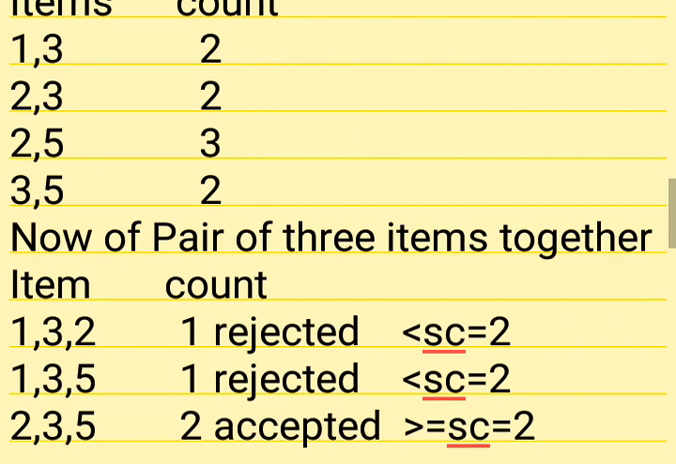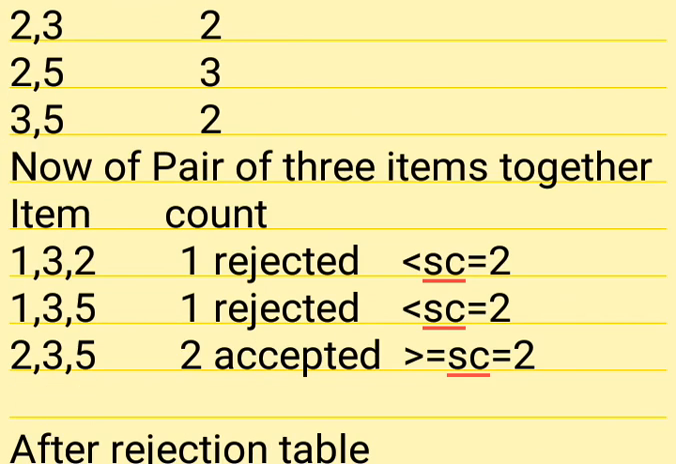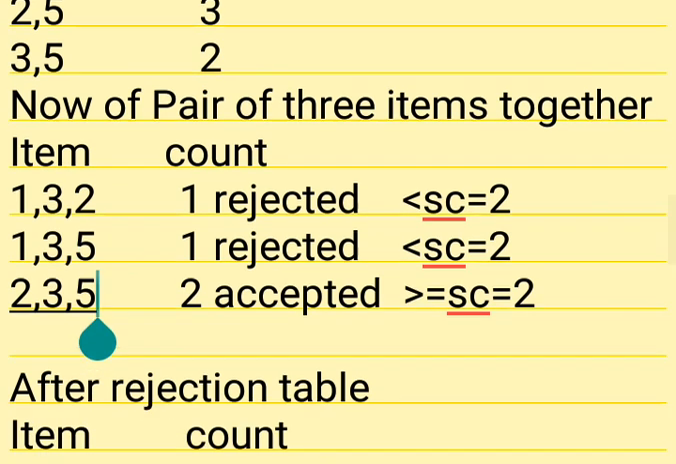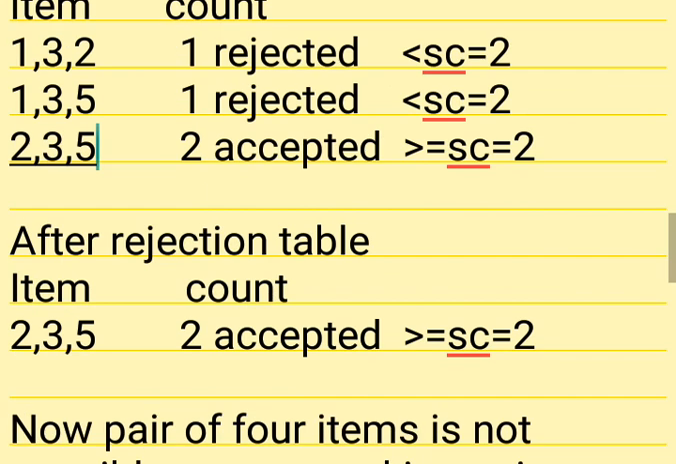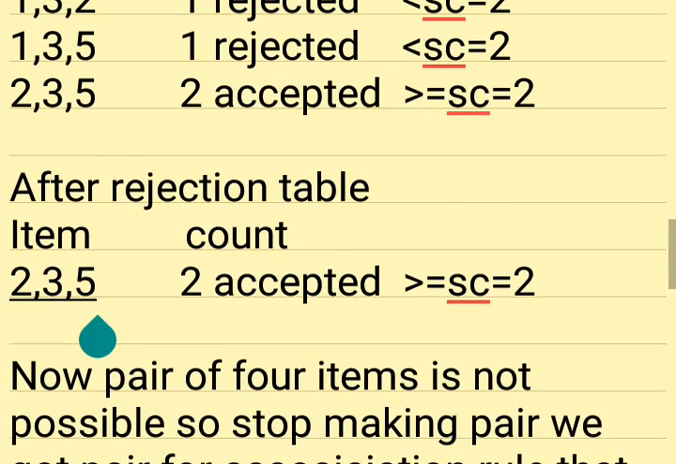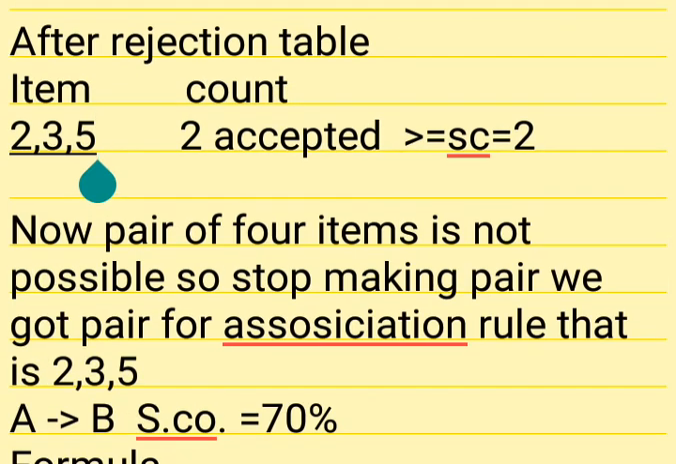Now we have to make sets of 3 items together: 1 2 3, 1 3 5, 2 3 5. Then accept only those which are greater than or equal to the support count, and reject those which are less. After rejection you will get this table. Now we can't make sets of 4 items because we have only 3, so we can't make more.